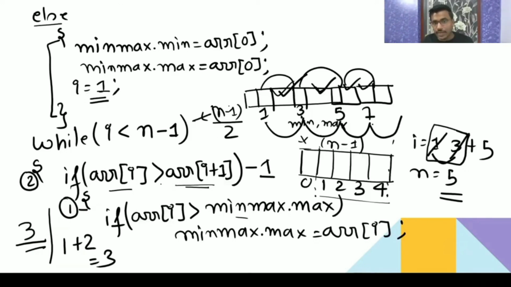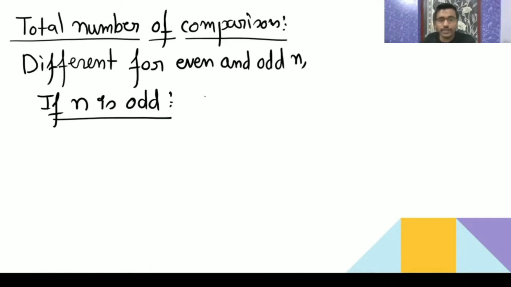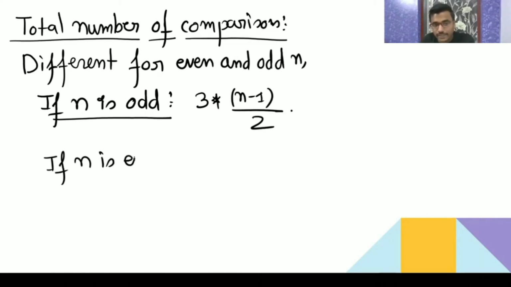So the total number of times this loop executes when n is odd is this many times, and every time you have three comparisons, so you get 3 into (n minus 1) by 2. Am I clear? Please let me know. So when n is odd, the number of comparisons is 3 into (n minus 1) by 2. Fine. Now similarly, try to find the number of comparisons when n is even.